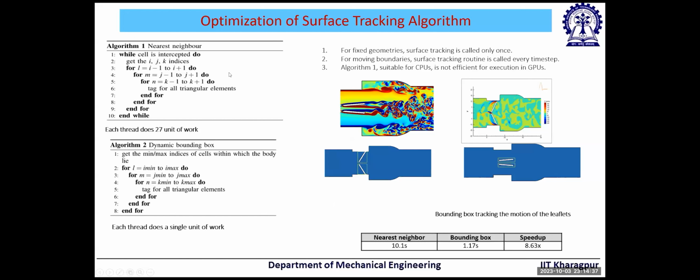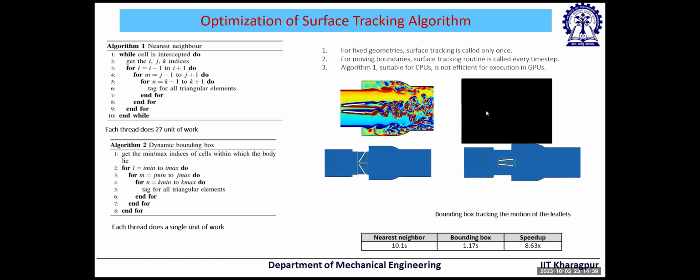And then we have also optimized the surface tracking algorithm. This is important because the tracking is done only once for a fixed geometry, but when we have a moving geometry like this heart valve example, at different instances of the movement of the heart valve, this is the closing of the valve and again the valve is open, we have to iteratively keep on tracking the geometry and find out which is the surface, which is the intercepted cell, which is the solid cell, which is the fluid cell.